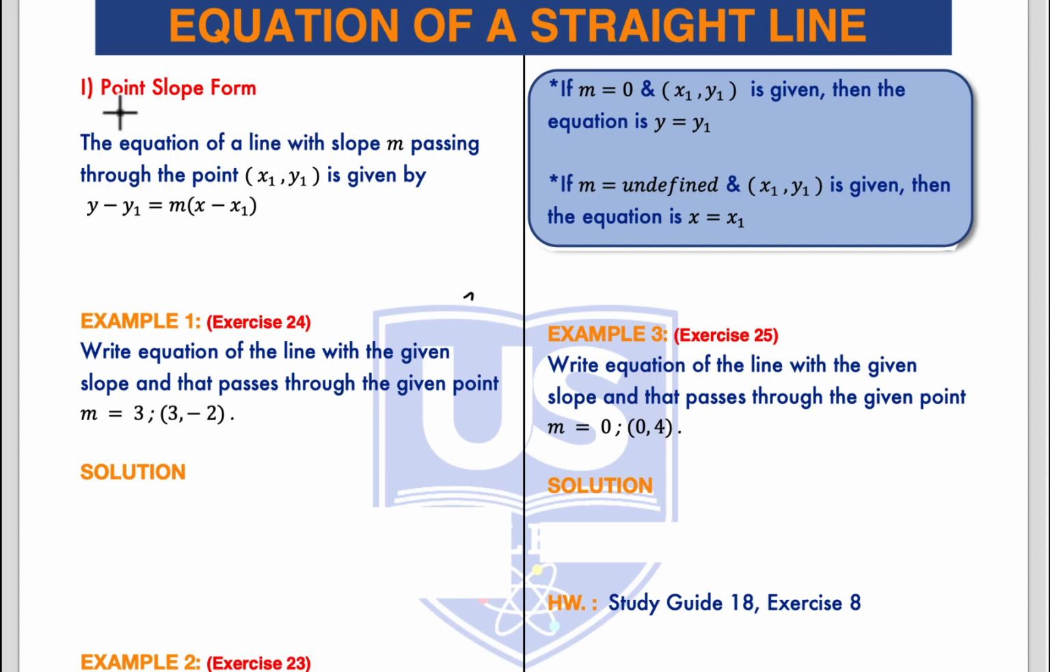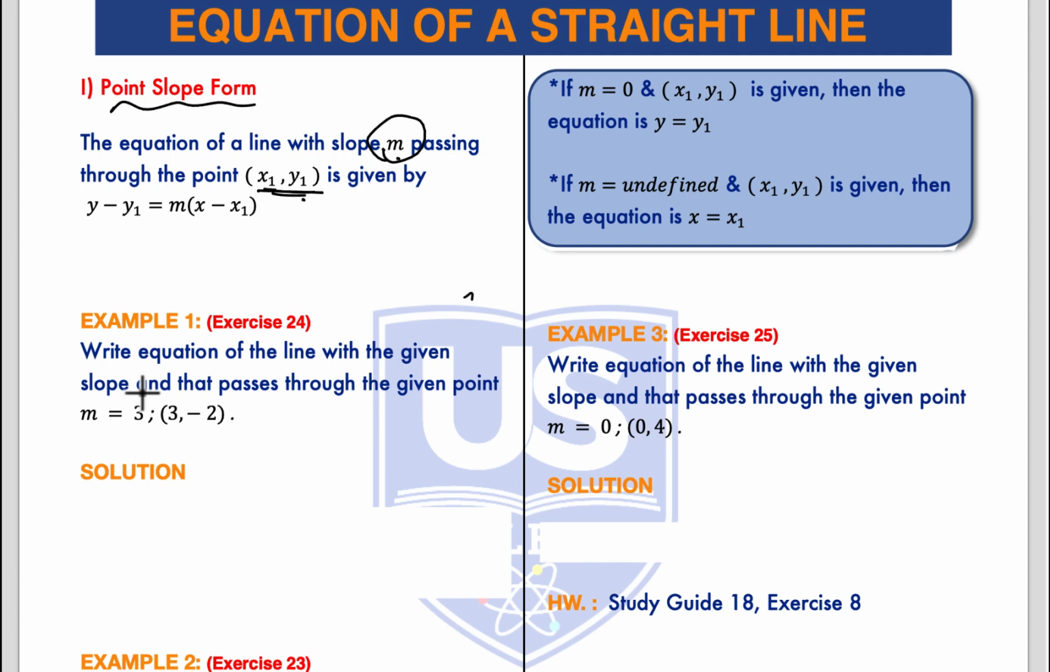The first form is point slope form. We will use this form if slope is given and a point is given. So if slope and a point are given, we will be using point slope form, which can be written as y minus y1 equals m, x minus x1. You studied this before. Let's start with an exercise question.